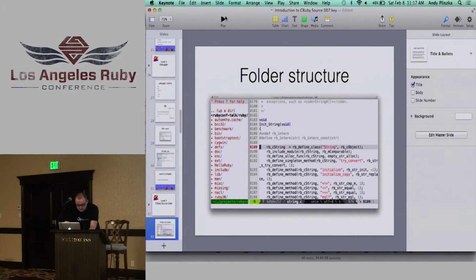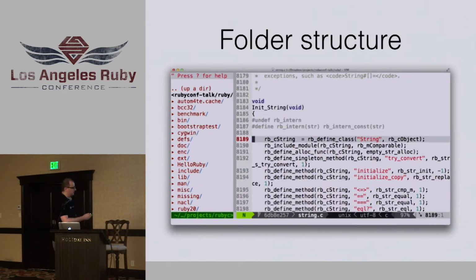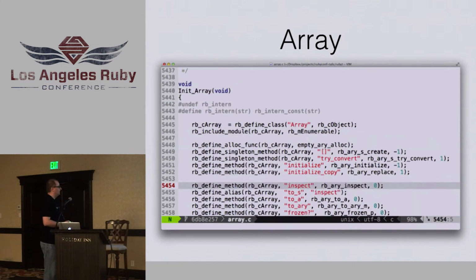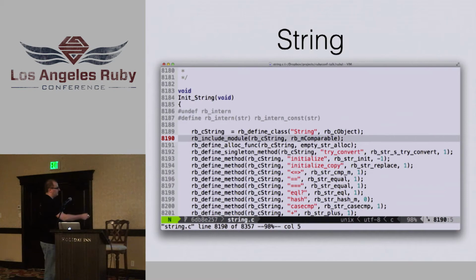So that's pretty much the folder structure, right? Very easy to follow. I showed you Fixnum. I don't think I showed you String, but it's exactly the same. You can see here, the first thing that you do, you define class String that inherits from Object. Then you include a module Comparable. You define a lock method, singleton method, and all the other methods.